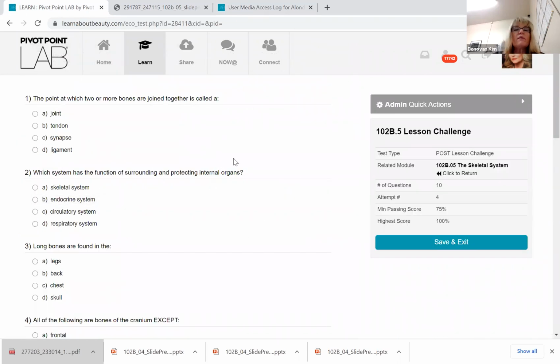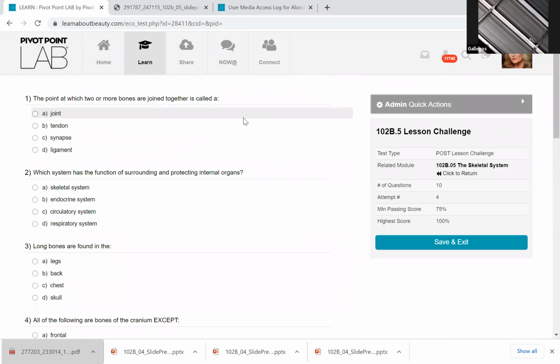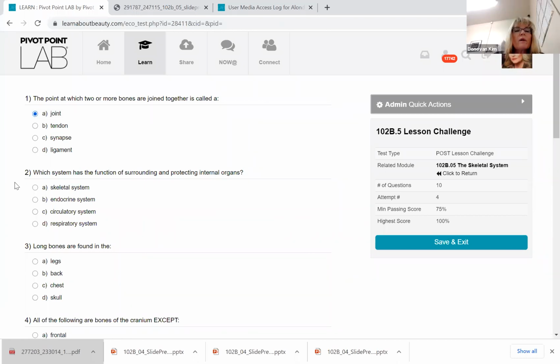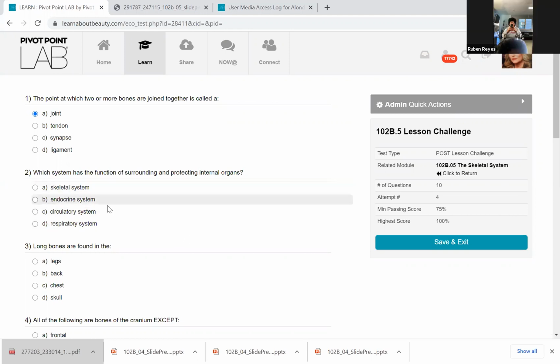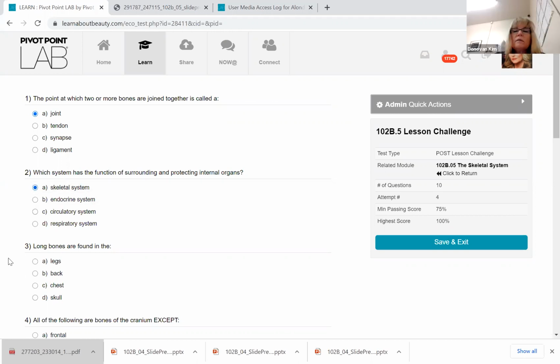All right, so we ended with Julian. So Nick, this one's yours. A point at which 2 or more bones are joined together is called? A joint. Right. All right, Ruben, we're on 2. Which system has the function of surrounding and protecting internal organs? The skeletal system? I believe that's correct.